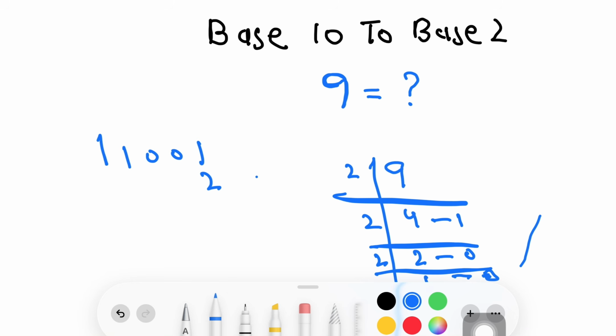So here you can check and verify this answer. When we convert 1001 base 2 to base 10, we get 9, and when we convert 9 base 10 to base 2, we get 1001 base 2.